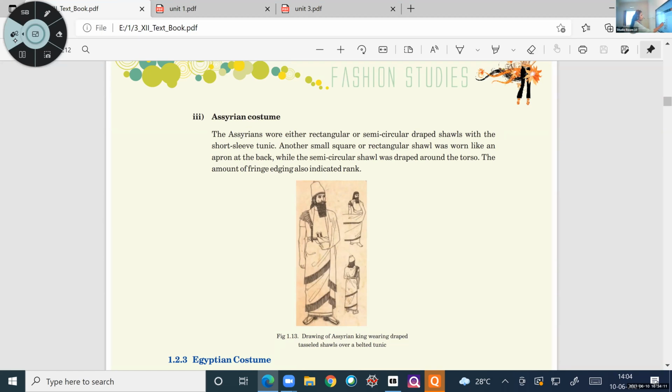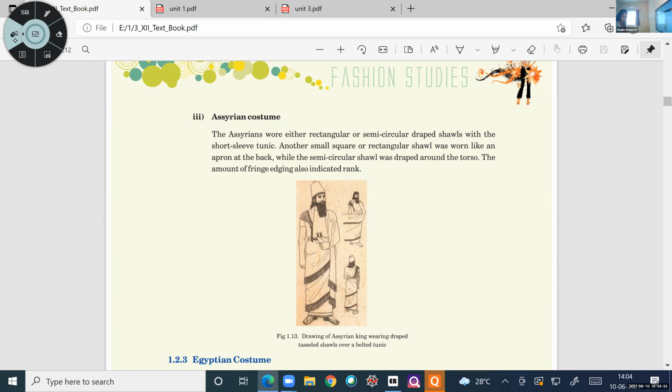You can see a shawl here. You can see a tunic with short sleeves that he has worn, something like that. And he's also wearing a skirt, right? So explain a Syrian costume. Look at your textbook. You can explain, you just have to read it.